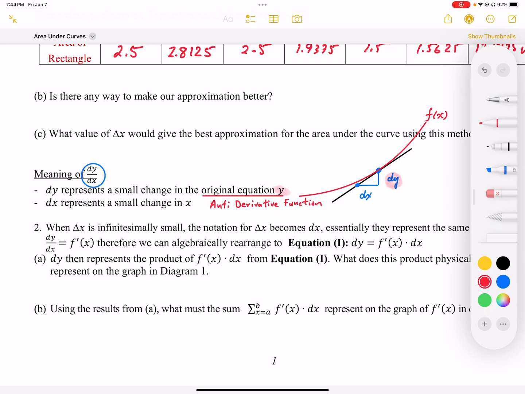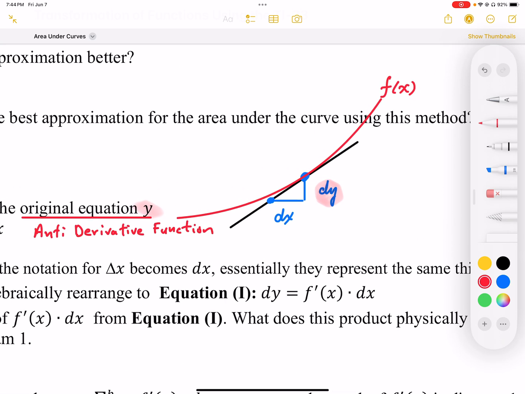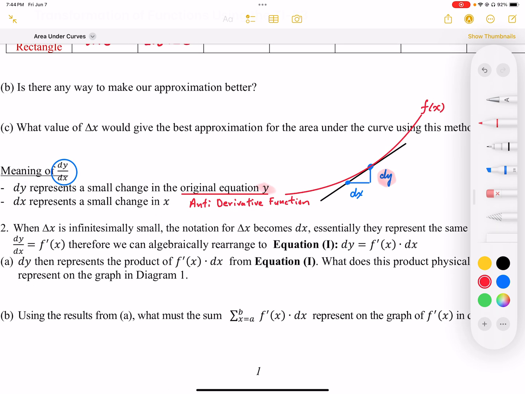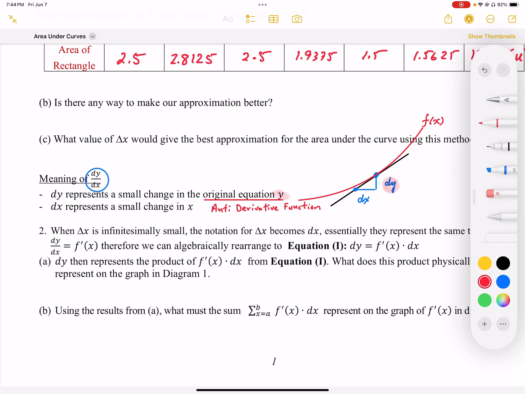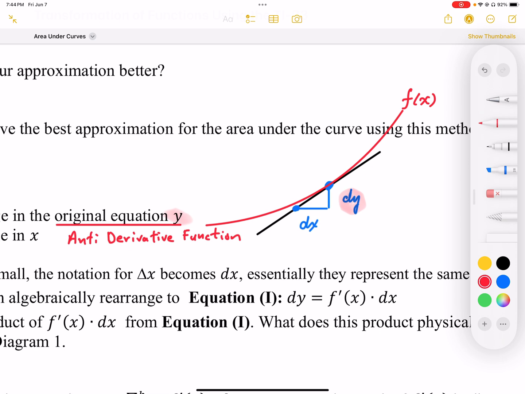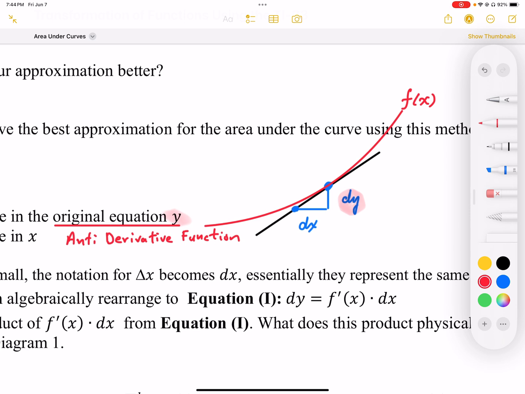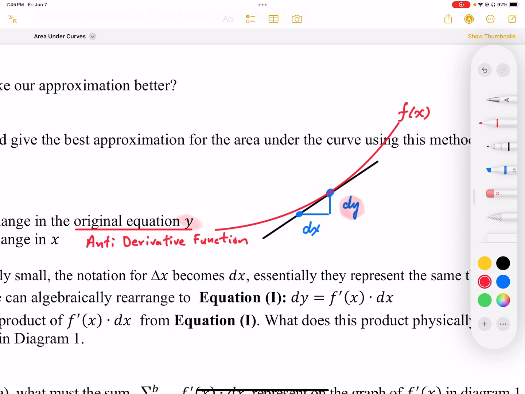Let's take a look at the meaning of dy by dx, or the derivative, which is slope. If we look a little bit closely at it, I've drawn a little picture here. It is the slope of the original antiderivative function f of x, and it is basically the slope function. And dy represents a small change in the original f of x function, which we are going to describe as the antiderivative. So if dy by dx is the derivative, the f of x, or the y, is a function that it came from, so we're going to call that the antiderivative.